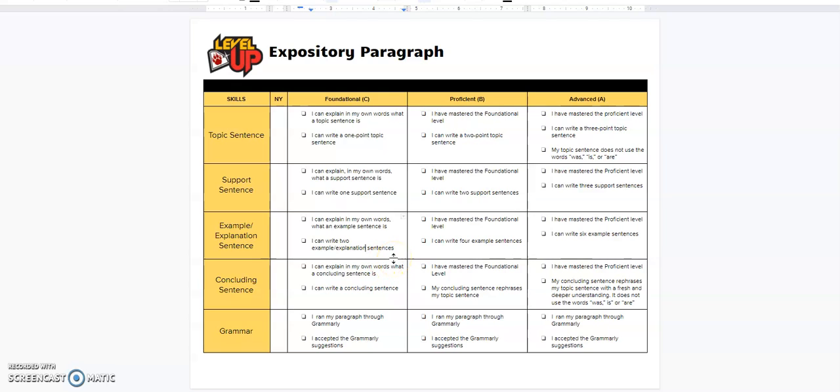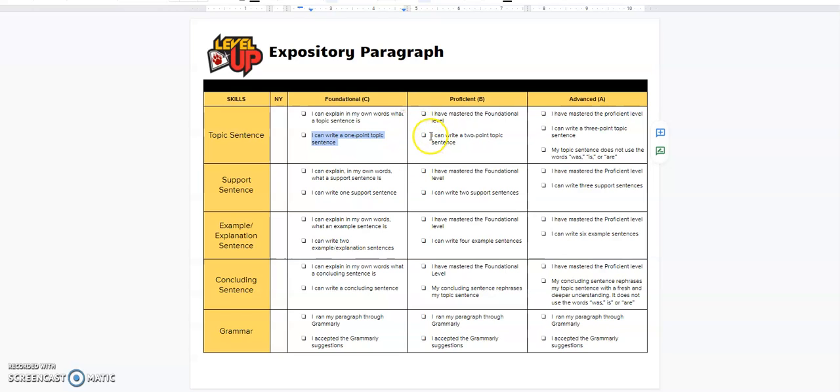Today, we are going to take what we have learned about rhetorical devices, and we are going to go back into Dr. Martin Luther King's speech, I Have a Dream, and we are going to write an expository paragraph that explains those rhetorical devices. So in your paragraph for the foundational level, that means you can write a 1-point topic sentence. A 1-point topic sentence means that you will be able to identify one rhetorical device.